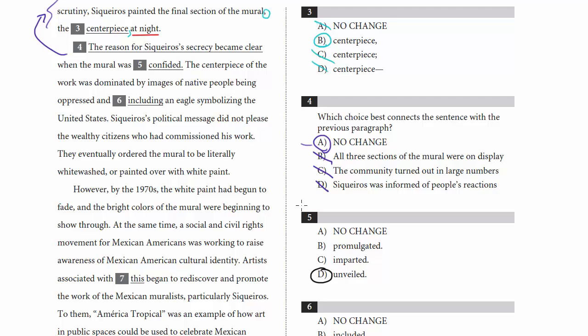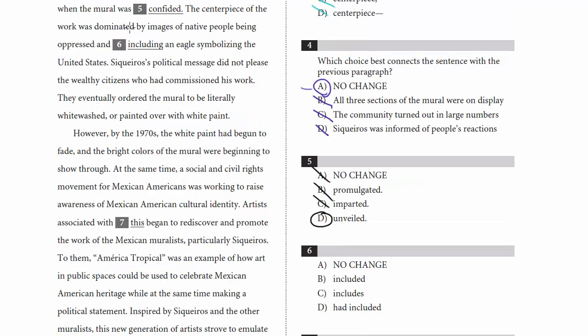That works perfectly. Promulgated and imparted don't make sense in context, both in terms of meaning and just in terms of what the right word is, proper word choice, diction. The one that works here best in standard usage is choice D, so we'll take that one.